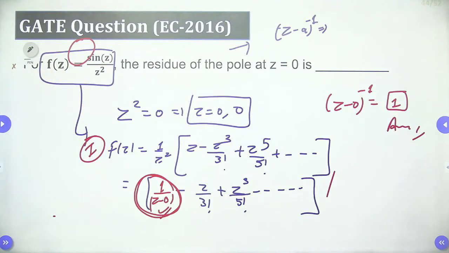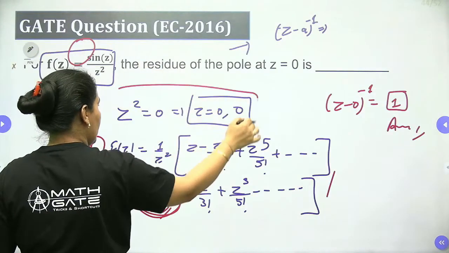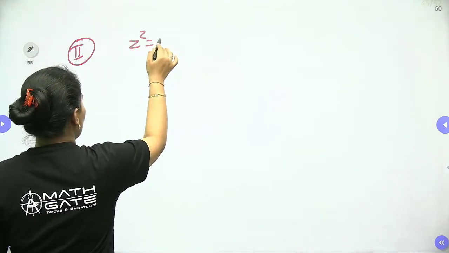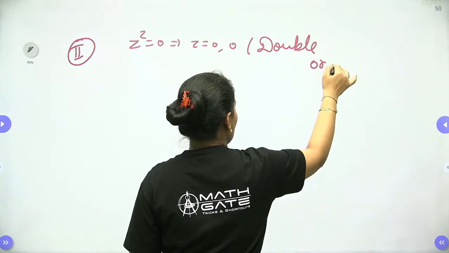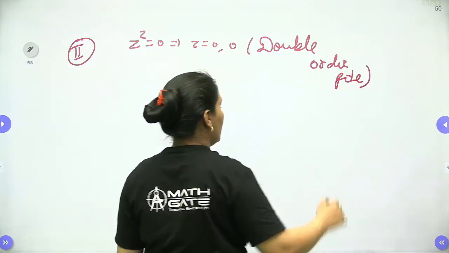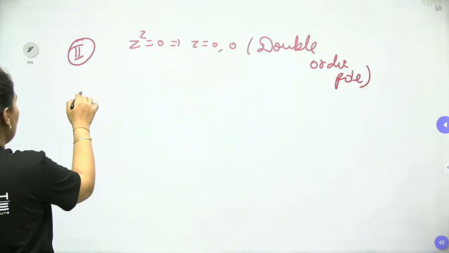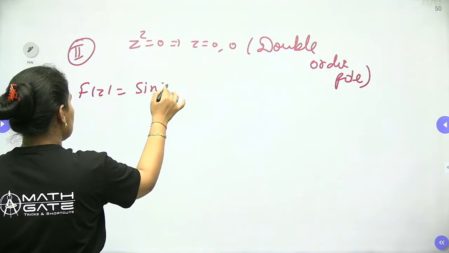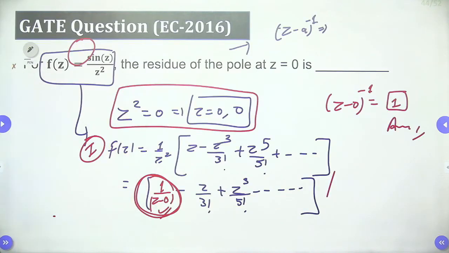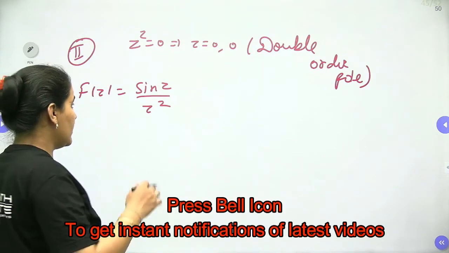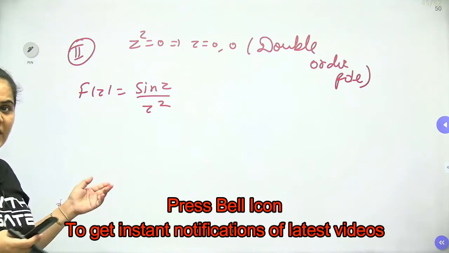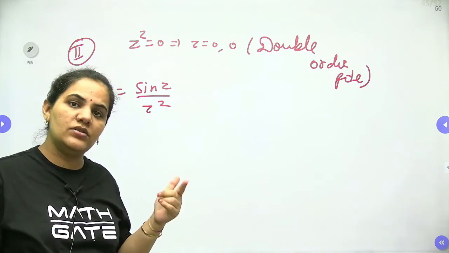Second one is where we can find the residue at the poles. So let's find the pole. It will be 0 and 0. It will be a double order pole. The function is f(z) equals sin z by z square. Now it's up to your choice. If you want to go with the expansion, you can go with the expansion also, or you can go with the direct approach also. Means when you approach the sin z, the differentiation will be cos z, and cos 0 will be 1 again.